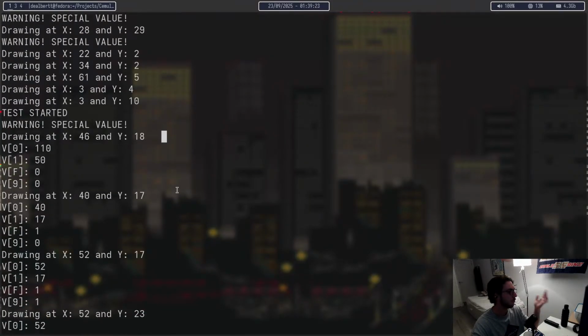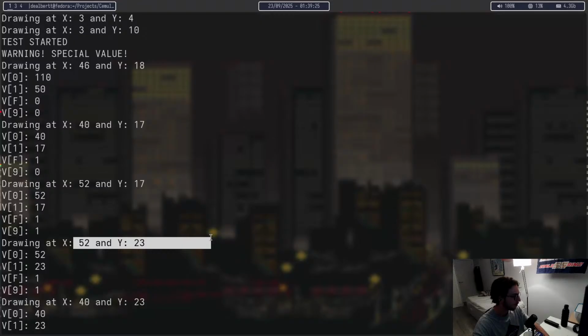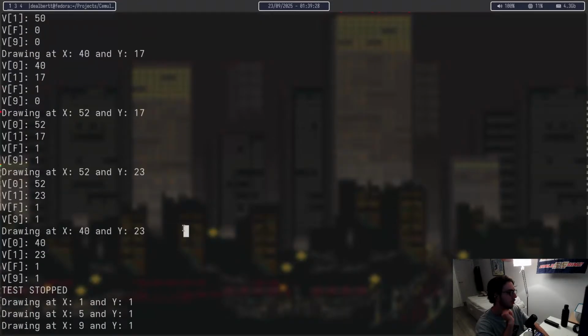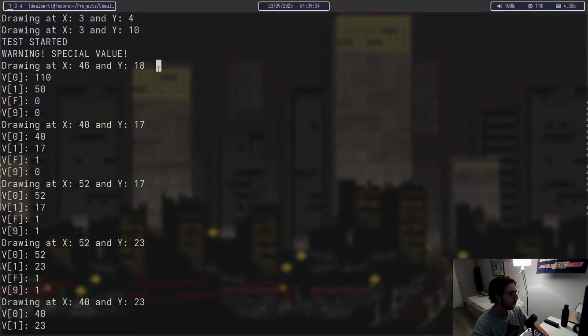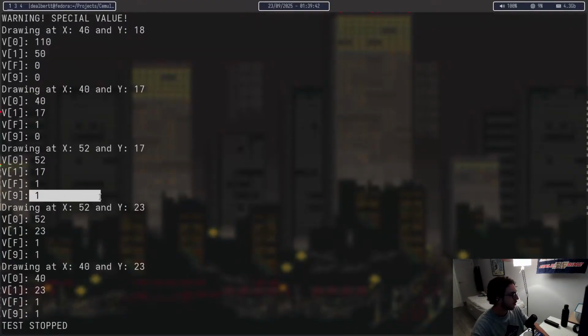40 and 18, 40 and 17, 52 and 17, 52 and 23, 40 and 23. It is doing that correctly. But this doesn't seem to believe that it's correctly wrapping it, so I don't pass it. I don't pass this one either, and I don't pass this one either, which is crazy.